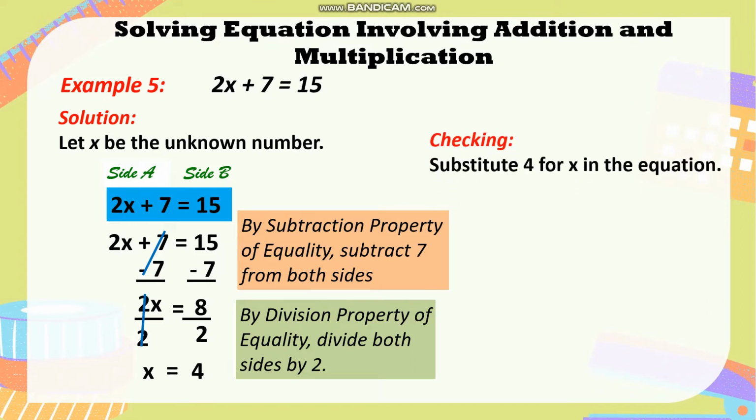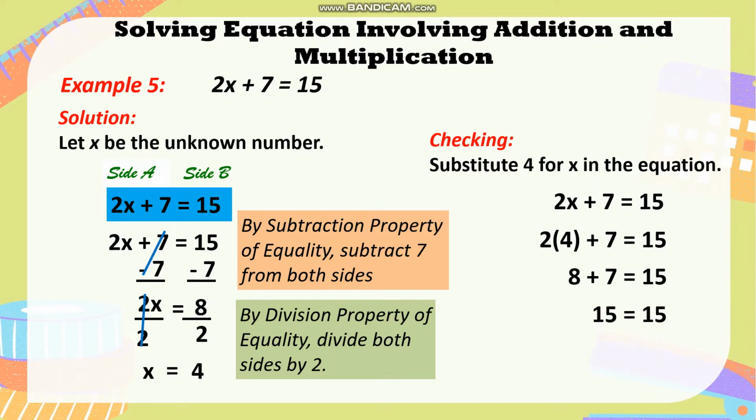Checking. Substitute 4 for x in the equation. 2x plus 7 equals 15. Yan po ang ating original equation. Palitan ang x ng 4. 2 times 4 plus 7 equals 15. 8 plus 7 equals 15. So, 15 equals 15. The unknown number is 4. Therefore, x equals 4 is correct.